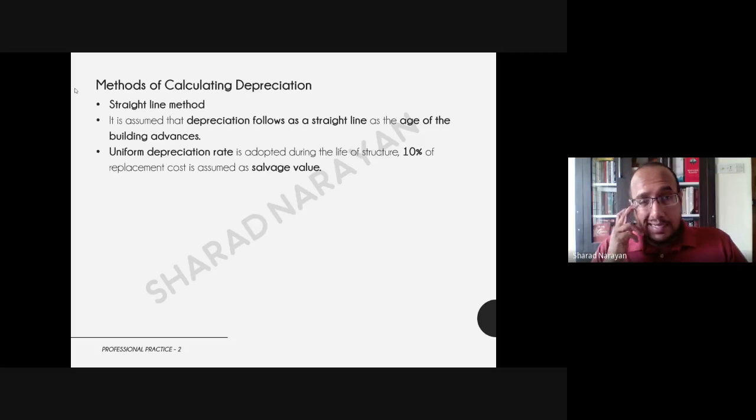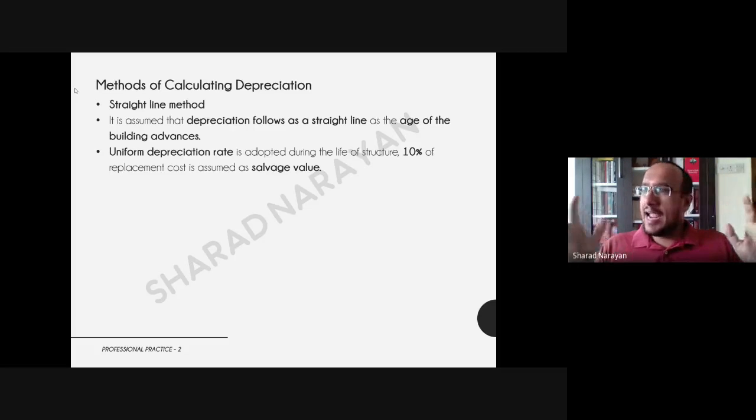And when we are considering depreciation rate over here, we always assume that 10% of the replacement cost is assumed as salvage value. A replacement cost is basically the amount of money which would take to replace a structure to where it was at the time of its commencement.